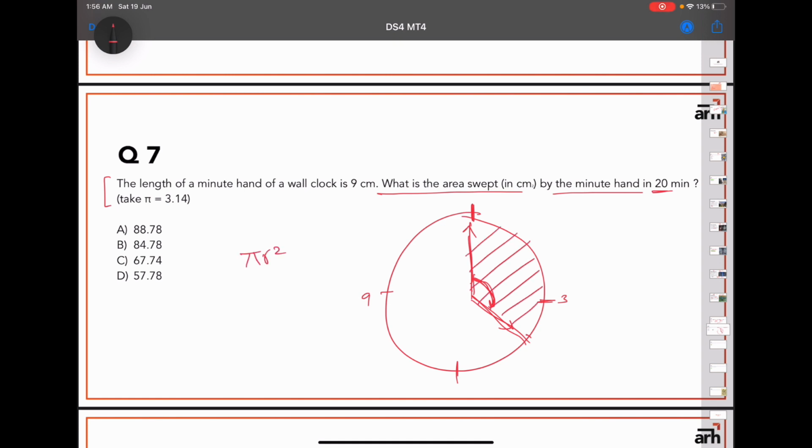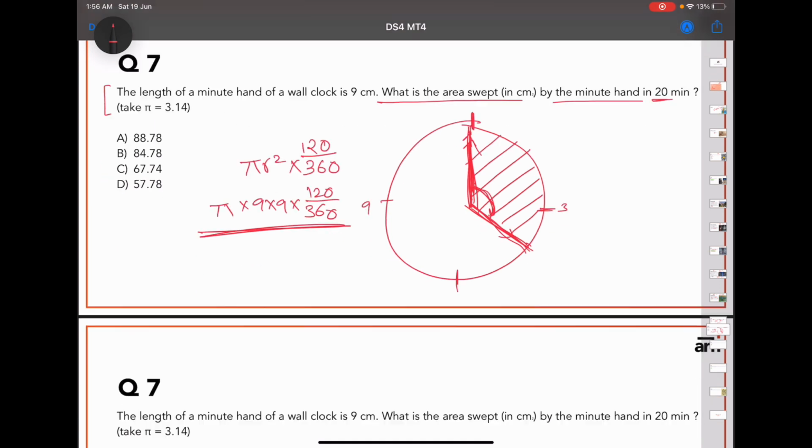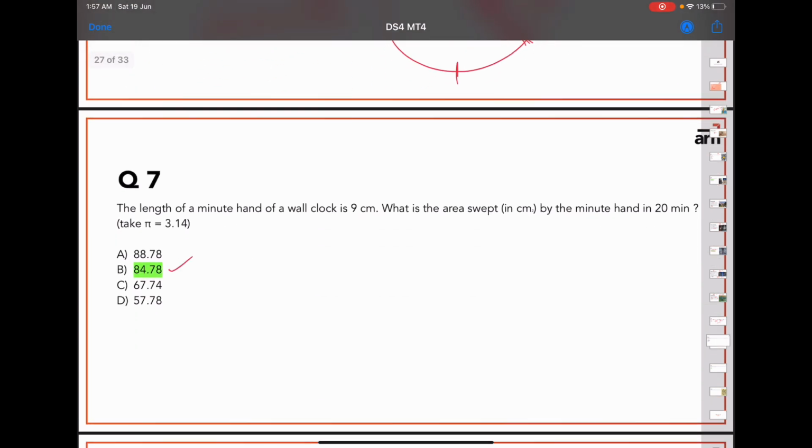pi r square, the area of the whole circle, into the portion which is the minute hand is sweeping. So that is 120 by 360 degrees. So if you see pi into, because the radius length is 9, so 9 into 9 into 120 by 360. If you solve this, I think your answer comes out to be yes, 84.78. So this is a very simple question. थोड़ा लॉजिक डेफिनेटली लगाना पड़ता ही है.